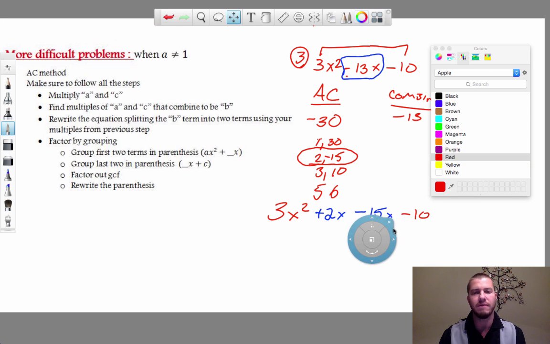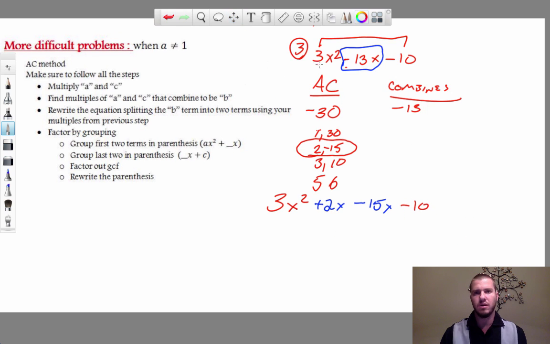Positive 2, negative 15, they still combine to be negative 13. So if you remember, if you look back at the top when we did the FOIL, this is that second step, that middle step after we distributed and before we combine these two middle terms. So now I can do factor by grouping, and I have the steps here for factor by grouping.